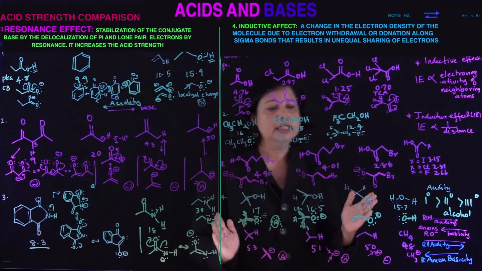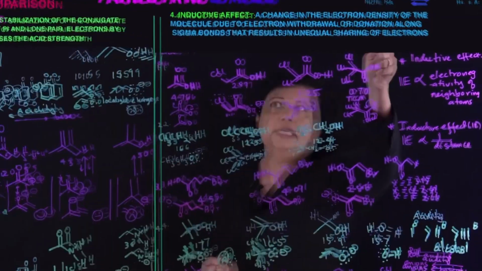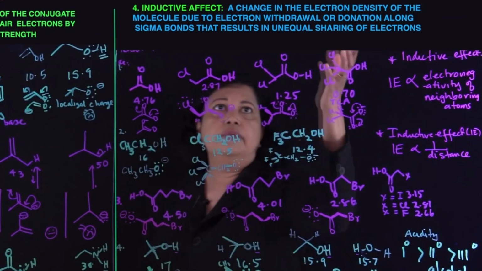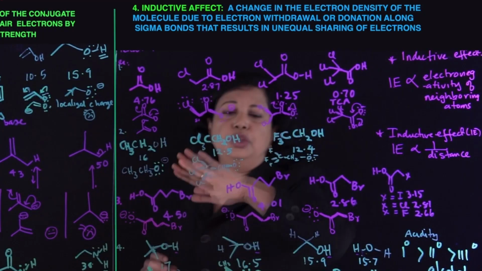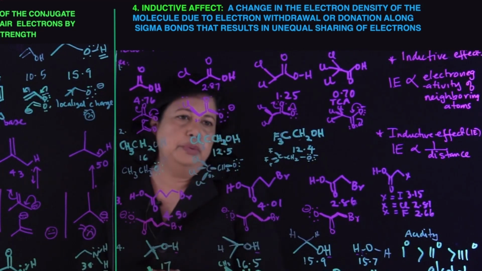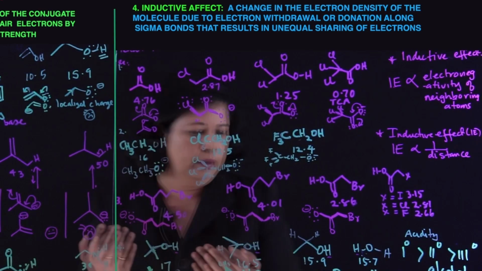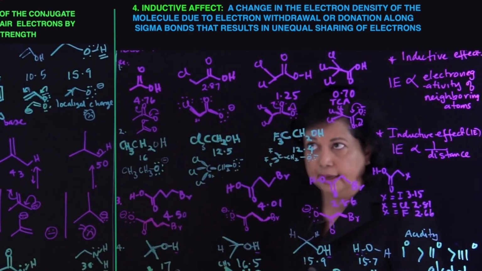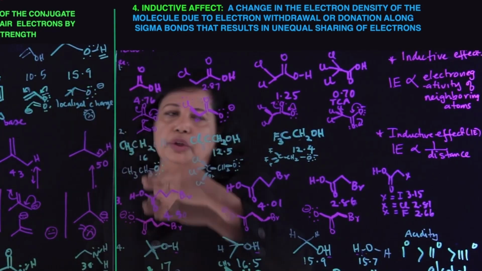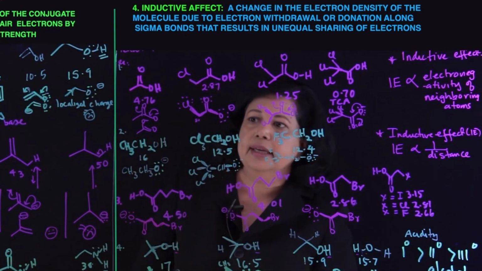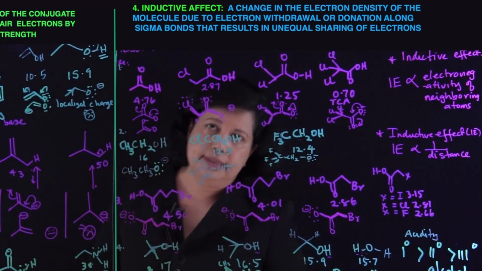When we come to inductive effect, what we're talking about is a change in the electron density of the molecule due to electron withdrawal or donation along the sigma bonds that leads to unequal sharing of electrons between bonds, which in some cases can stabilize the anion or in some cases can destabilize the anion. If it stabilizes the anion, the acid is going to be a lot more acidic, whereas if it destabilizes it, it's going to be less acidic.